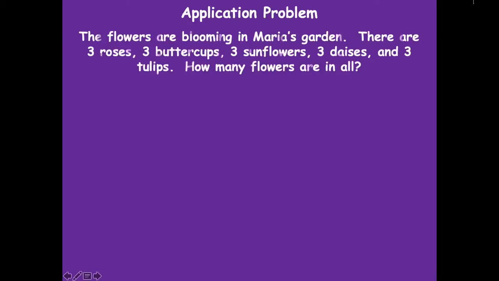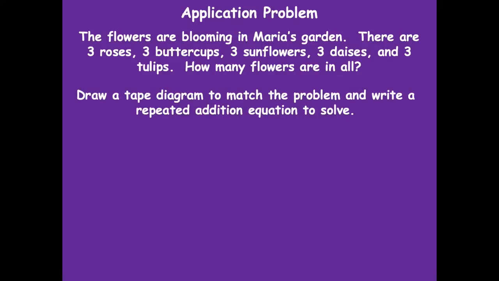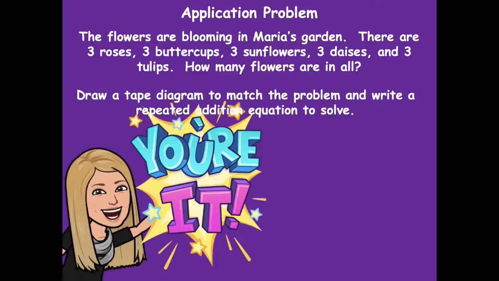Now you guys are going to independently apply what we have learned in this lesson. So we're going to do our application problem. It says the flowers are blooming in Maria's garden. There are 3 roses, 3 buttercups, 3 sunflowers, 3 daisies, and 3 tulips. How many flowers are in all? Draw a tape diagram to match the problem and write a repeated addition equation to solve. Then click play when you're ready to go over it together.